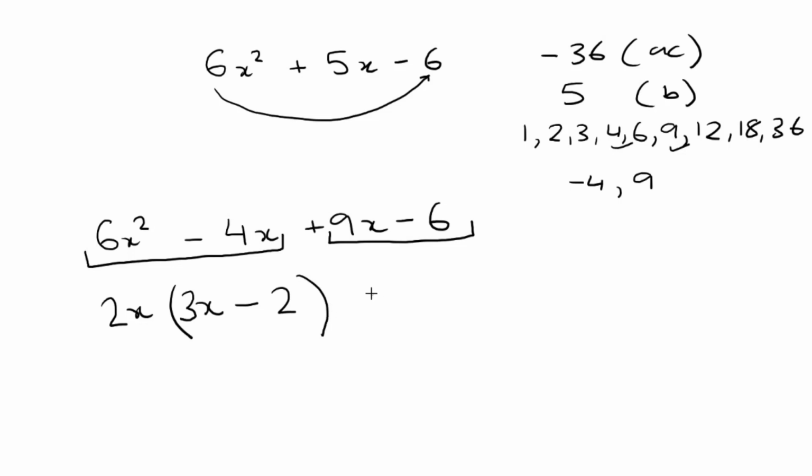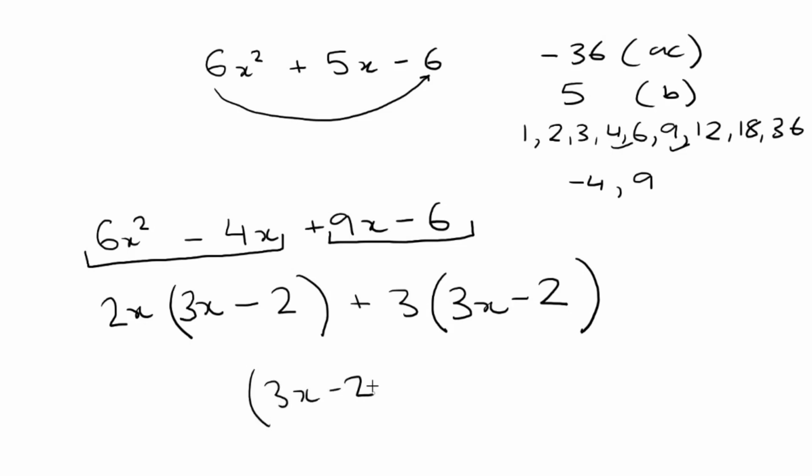And what would be the common factor on this side? Well, that would just be 3, which would go into 9x to give 3x, take away 2. As this would be 3x take away 2 times 2x, and then plus 3. So that's really our answer for how we factorize. And that gives you a little bit of an introduction on how to solve quadratic equations by factoring.